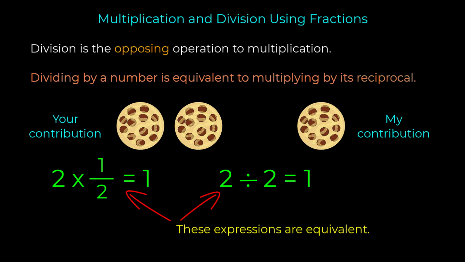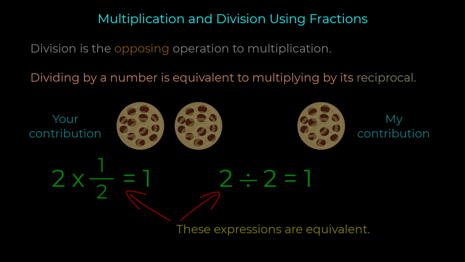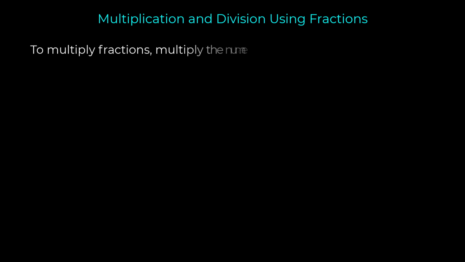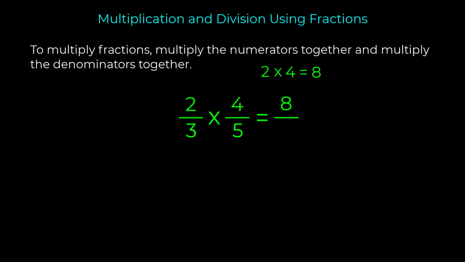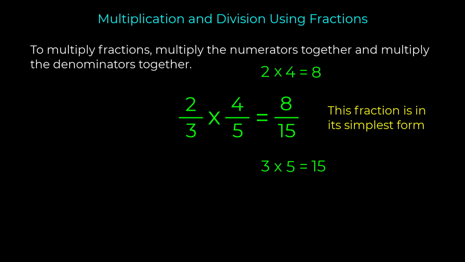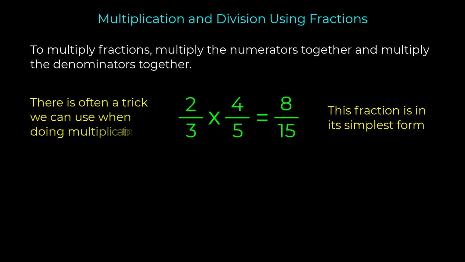In practice, multiplying fractions together is quite simple. You simply multiply the numerators together to give you the new numerator, and multiply the denominators together to give you the new denominator. So when we multiply 2/3 times 4/5, the resultant numerator is 2 times 4, which is 8. The resultant denominator is 3 times 5, which is 15. 8/15 is in its simplest form, since the numerator and denominator do not share any common factors. There is often a trick we can use to make things easier.